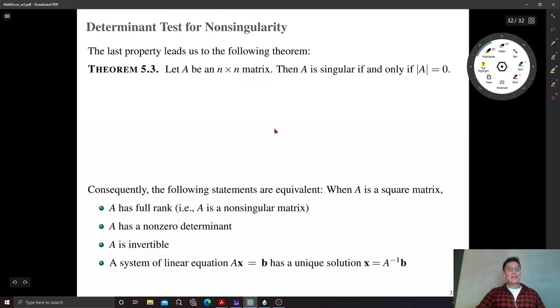Cool. And the last property leads us to the following theorem. Suppose we have an n by n matrix A, then we have 2 equivalent statements. This is the bottom line of the lecture slide in the previous week. So the most important one. Now this theorem gives us a sufficient and necessary condition for singularity. The theorem states that A is singular if and only if its determinant is equal to 0.